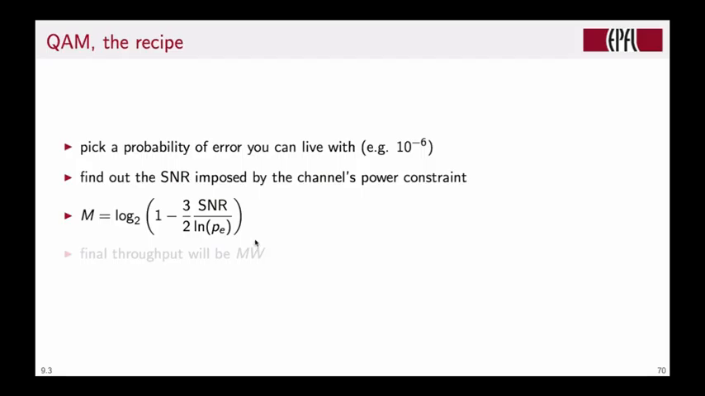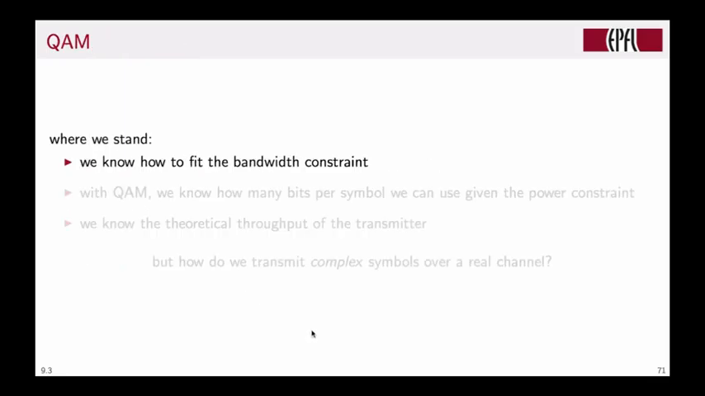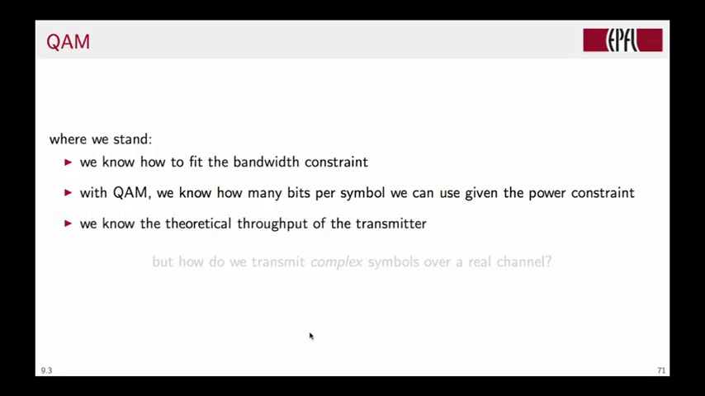Of course, you will have to round this to a suitable integer value and potentially to an even power of 2 in order to have a square constellation. The final data rate of your system will be m, the number of bits per symbol, times W, which, if you remember, is the baud rate of the system and corresponds to the bandwidth allowed by the channel. So, we know how to fit the bandwidth constraint via upsampling. With QAM, we know how many bits per symbol we can use given a power constraint. And so we know the theoretical throughput of the transmitter for a given reliability figure.